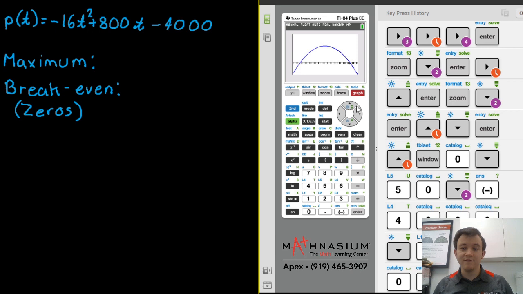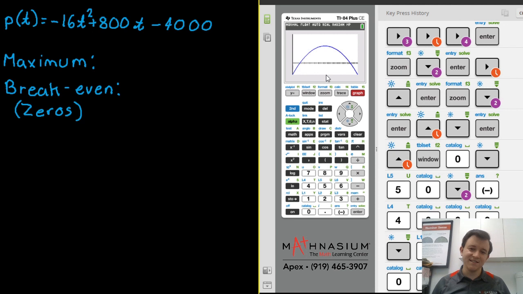Then you can click graph again, and I made myself a pretty good guess here because this is a nice parabola. This is a nice curve. You can see it pretty clearly. And again, you can adjust it as you see fit to make it as clean as you need to solve the problem. But we can clearly see a maximum. We can clearly see zeros.